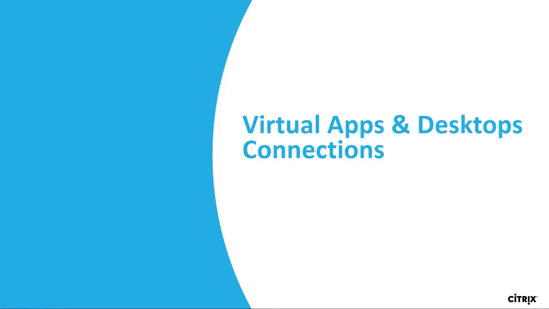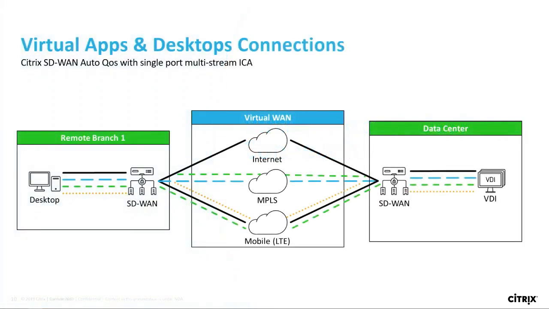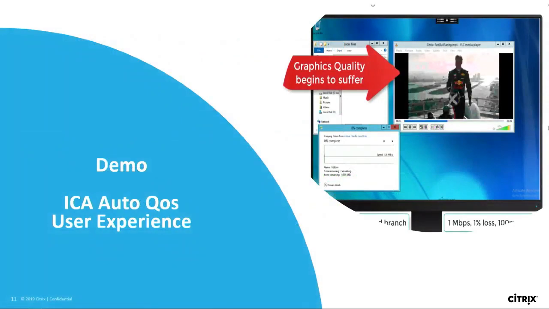Let's talk about connections with virtual apps and desktops. So we have a similar diagram that we looked at before. We're going to break out these sessions. But what we're talking about with these different flows is going to be multi-stream ICA sessions, right? So there's different types of traffic that are going to be involved here. And I guess let's just dive right into the user experience of what we're talking about.